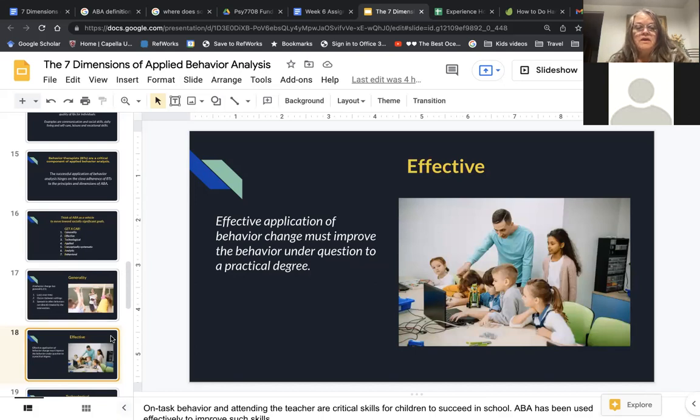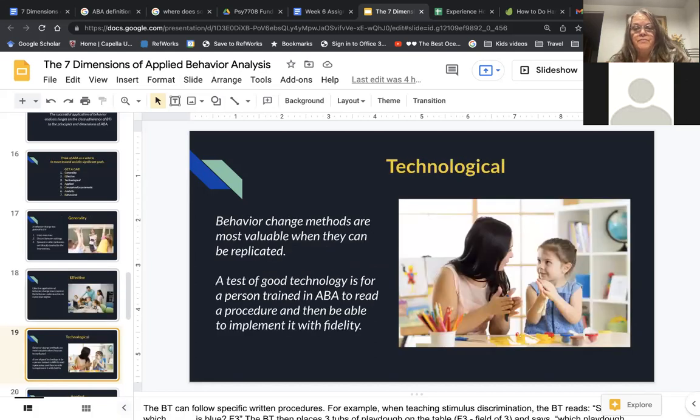That's effective, and effective can apply and should apply to any socially significant skill that we're trying to teach. Now, technological in applied behavior analysis has a different meaning than what we generally associate. We're not talking about electronics or screen time or anything like that. We are talking about description of what is being done in the therapy in such a clear way that someone could be able to read a procedure and then turn around and implement it based on what they read.